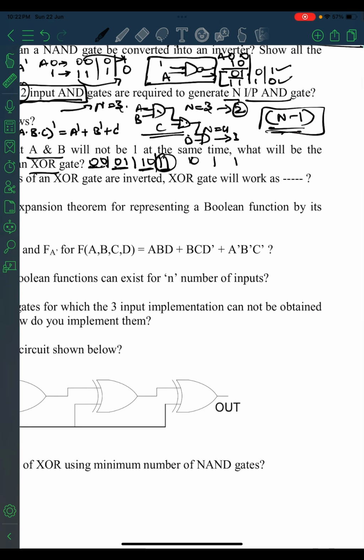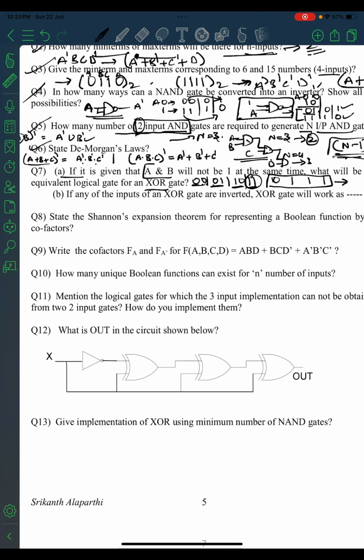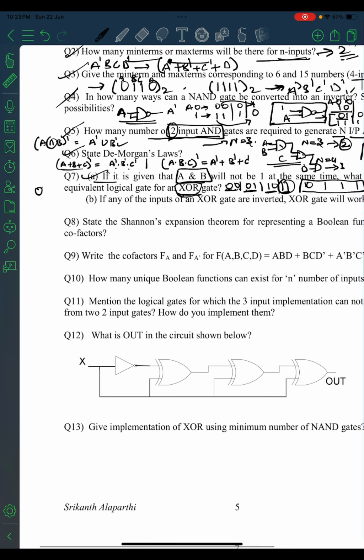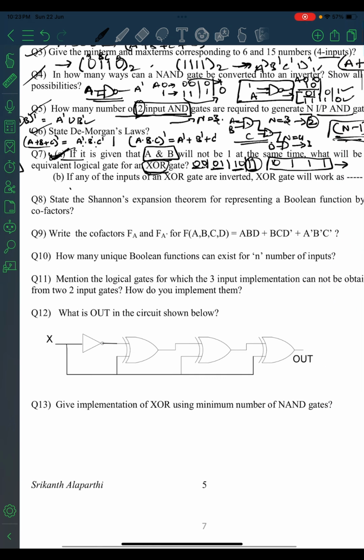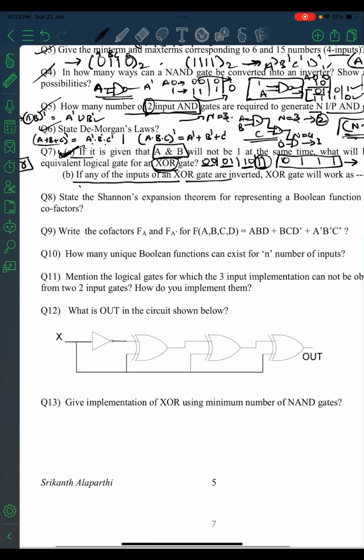So if we consider the don't care as 1, then the corresponding output is 0 1 1 1 for 0 0, 0 1, 1 0, 1 1. This is an OR gate, right? Hence, for A and B, the XOR gate is equal to OR.